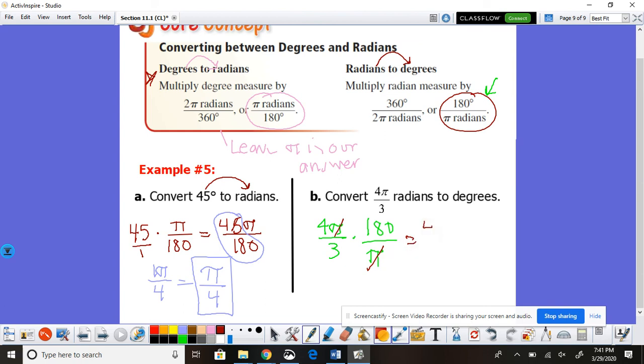So we're just left with 4 times 180 over 3, which is 240. Hold on, let me check. You guys know how good my mental math is. Yes, 240 degrees. And then here's our final answer.